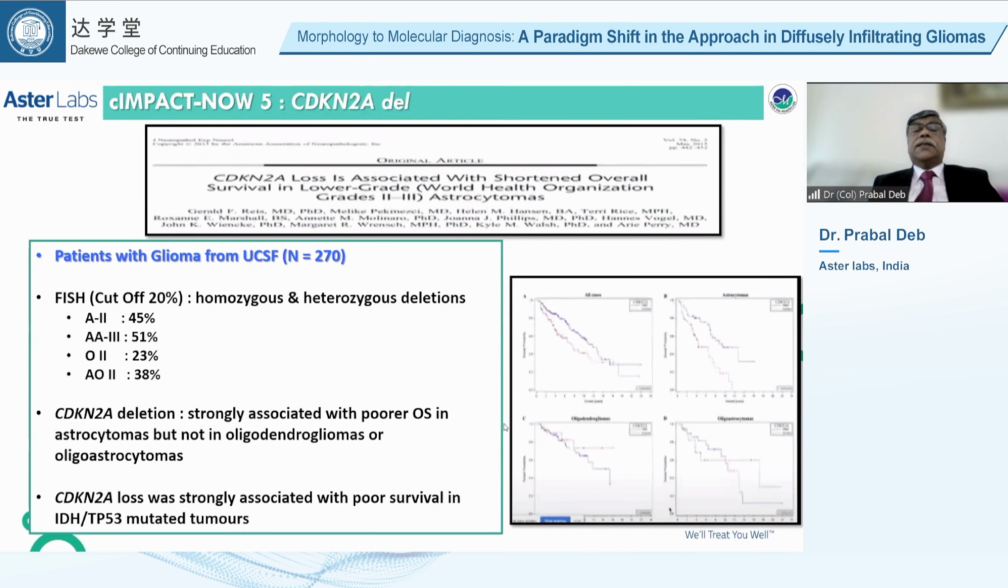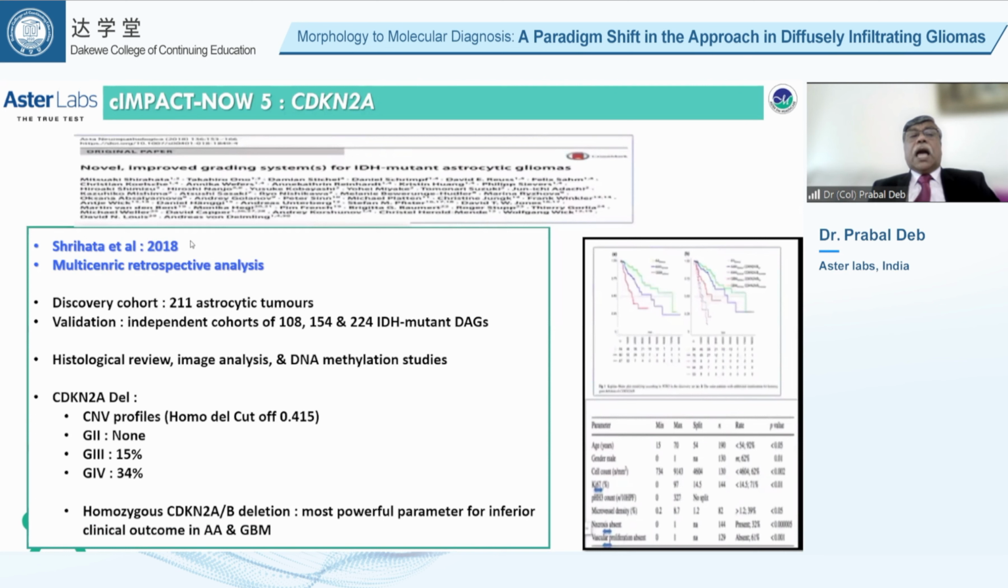And various studies from UCSF evaluated various cutoffs. Initially, the cutoff for FISH was said to be 20%. So these are various cutoffs which were there, because to have a better assessment of CDKN2A, we need to know what the cutoff is. Otherwise, from center to center, there would have been a lot of variation.